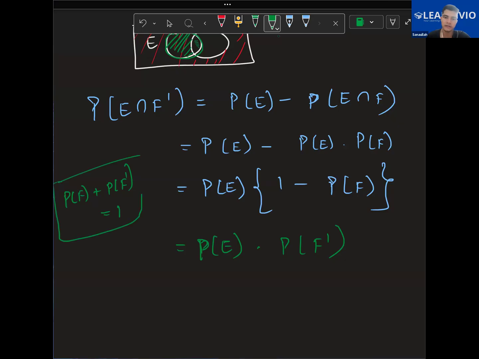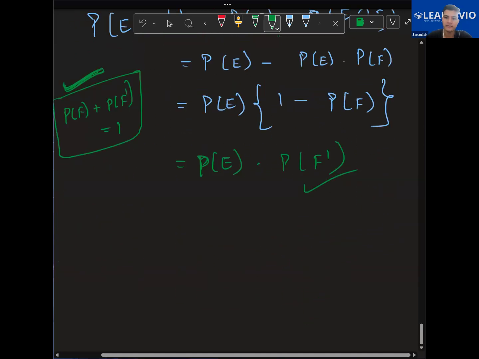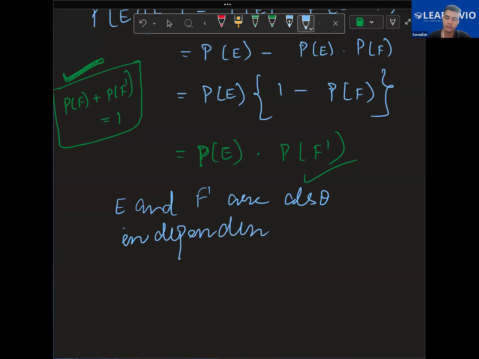Right? Yes, sir. This is the basic thing of probability. You know this, right? Yes, sir. So we can apply this, and we are getting this result. So we will say E and F dash are also independent events. Also independent one. All right.